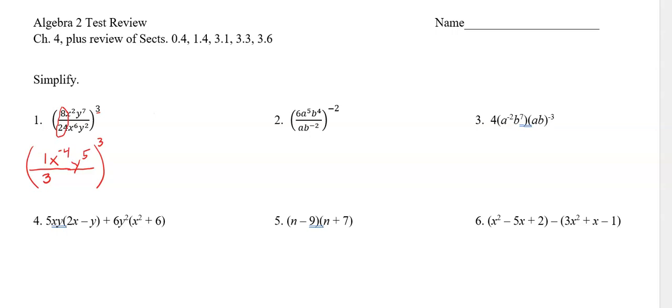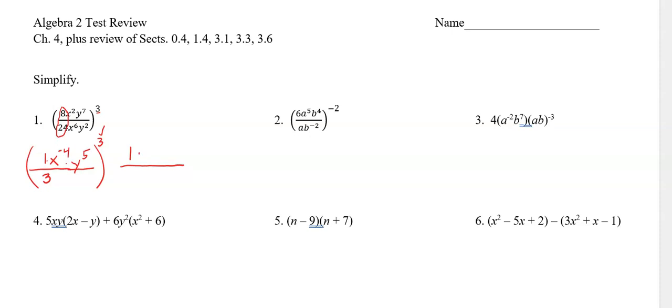So let's go ahead and do that. Now everything that's being multiplied gets raised separately. So I really have three different things being multiplied together in the numerator. One is being multiplied times x to the -4, and that's being multiplied times y to the 5th. And so the rule says when I have this power of 3 on the outside of parentheses, I raise everything that's being multiplied to the power of 3. Well, 1 to the power of 3 is still 1.